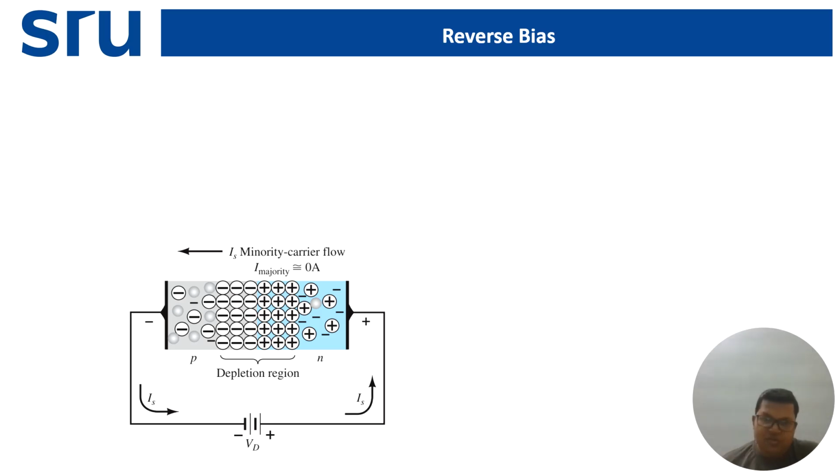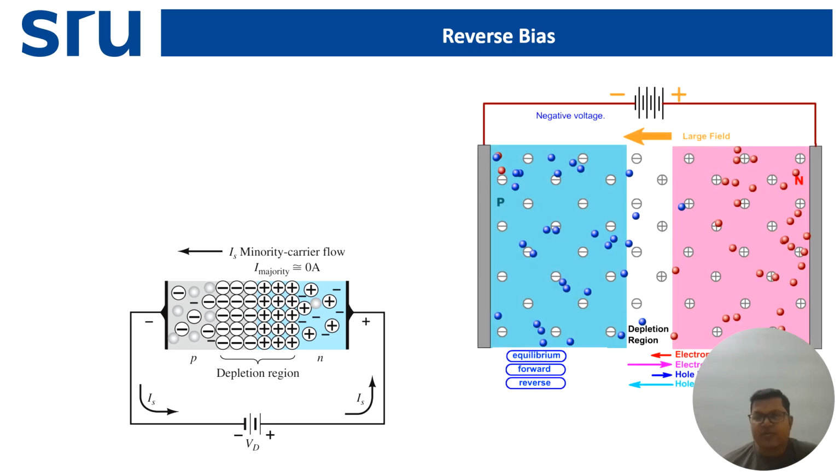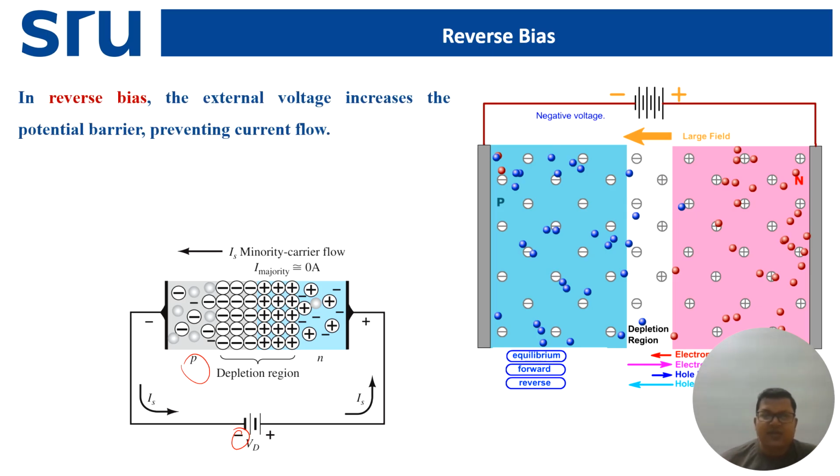Actually, things will be opposite in the case of reverse bias, because in forward bias the biasing helps in increasing the current, and in reverse bias it will oppose. As you can see, the P side is now connected to the negative side, which means this is reverse bias, and we will see that the depletion region widens in this condition. In reverse bias, the external voltage increases the potential barrier, preventing current flow. If the potential barrier is increased further, fewer electrons or holes can cross the barrier, which means the current will be reduced.